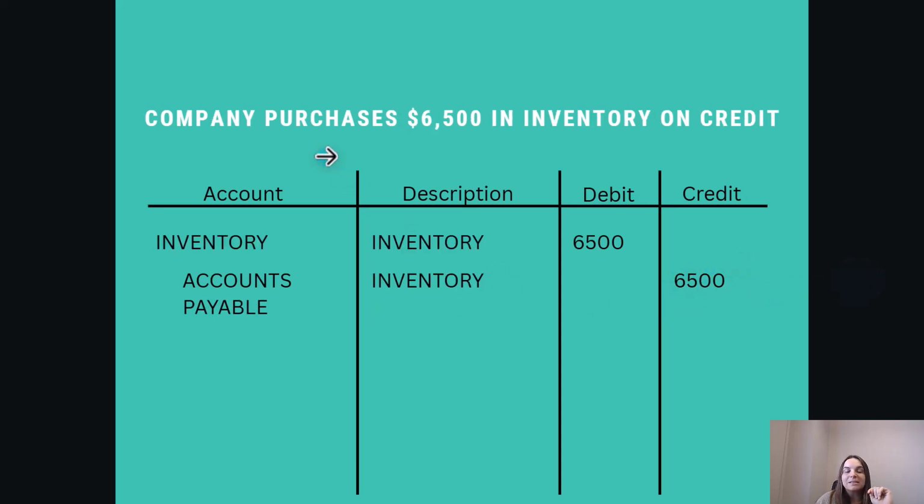The company purchases $6,500 in inventory on credit. Inventory is an asset account. It has a normal debit balance. We're going to increase it with a debit. Accounts payable is a liability account. Liability accounts have a normal credit balance. We are going to increase it with a credit.